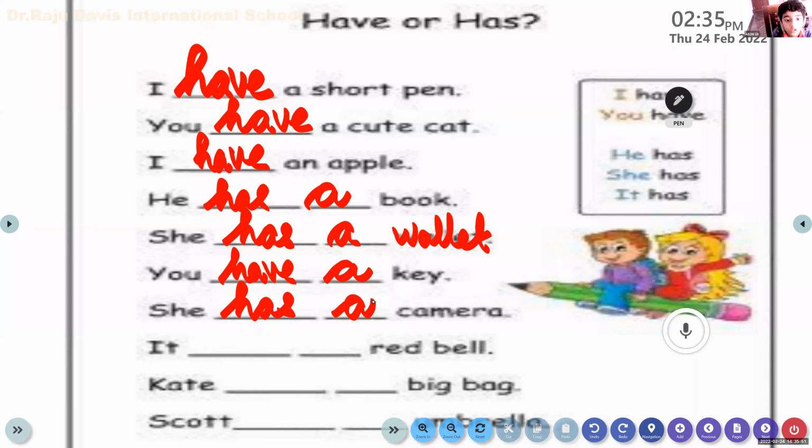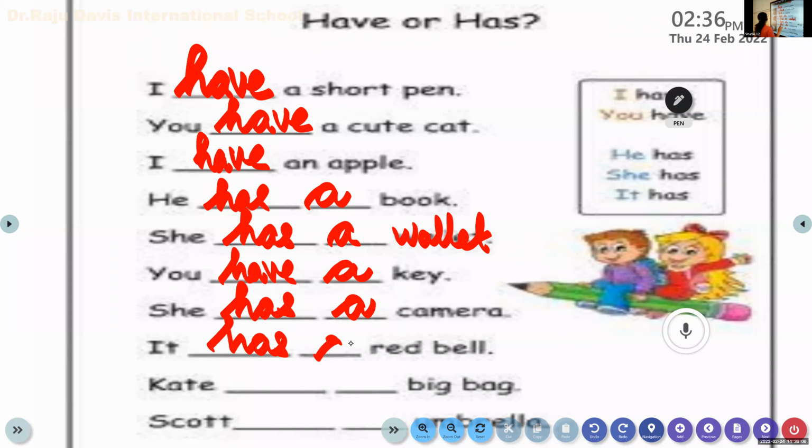It has a red bell. Yes. Okay. It has a red bell. Very good. Come on, read the next question.